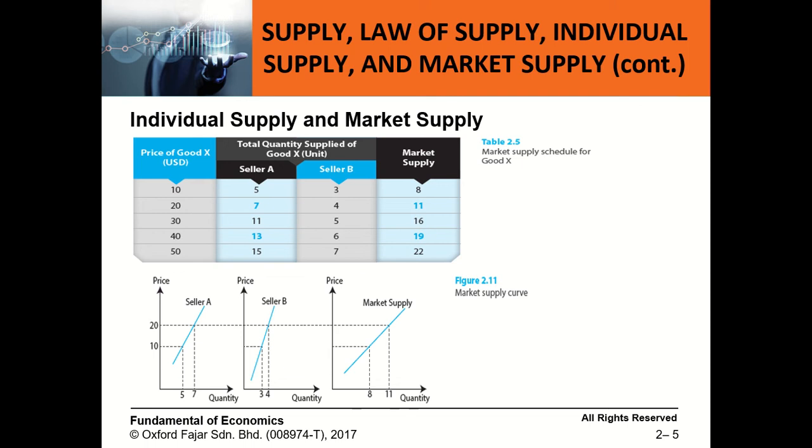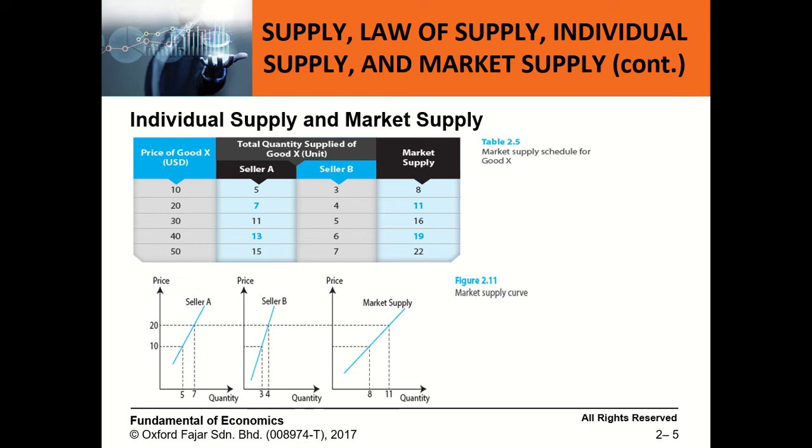Now, if you sum the amount of good supplied by seller A and seller B for every single price level, you will have the market supply. For example, when the price is 10, seller A offers 5 and seller B offers 3. Therefore, the market supply equals 8. When the price is 20, seller A will offer 7 and seller B will offer 4. The summation here will be 11.